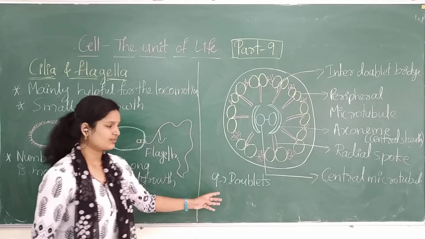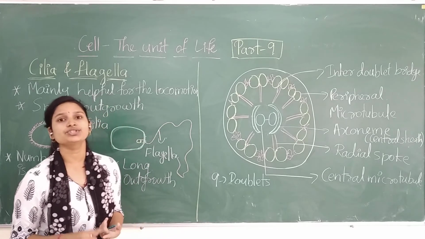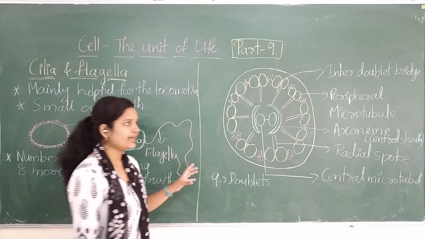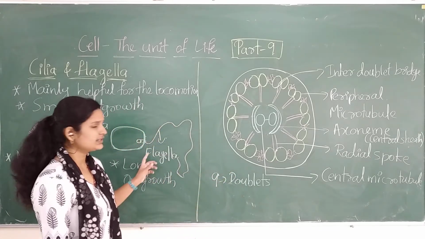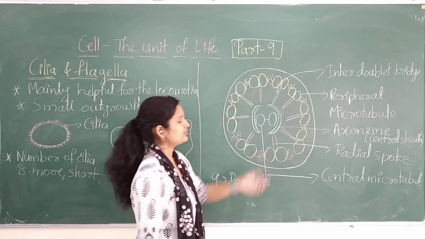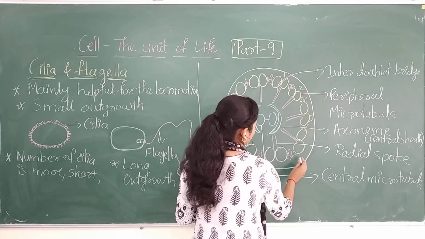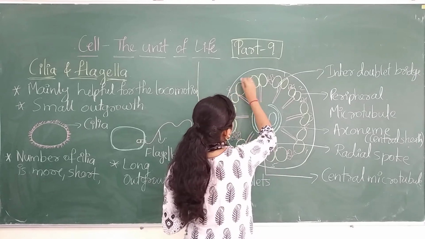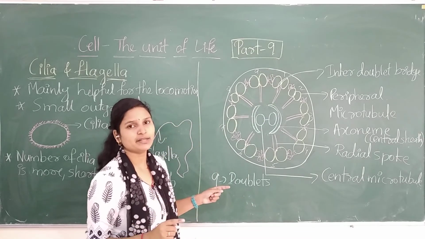What are those 9 doublets? That are nothing but the proteinaceous part, that too mainly microtubules. The microtubules are the main locomotory structure which are present in the organism for the locomotion purpose. These are the 9. So we can name this one: 1, 2, 3, 4, 5, 6, 7, 8 and 9. So remember the number 9, that is very important.